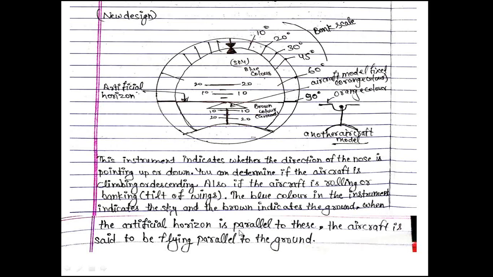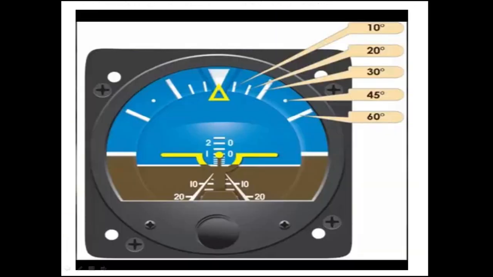This is the banking scale. This instrument indicates whether the direction of the nose is pointing up or down. You can determine if the aircraft is climbing or descending. Also, if the aircraft is rolling or banking, meaning tilt of the wing. The blue color in the instrument indicates the sky and the brown color indicates the ground. When the artificial horizon is parallel to these, it means the aircraft is flying parallel to the ground, or it is in level flight. So this is the real artificial horizon instrument.